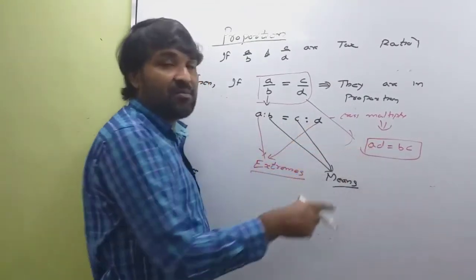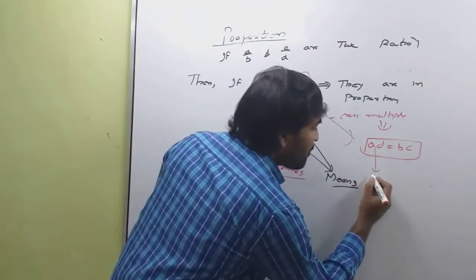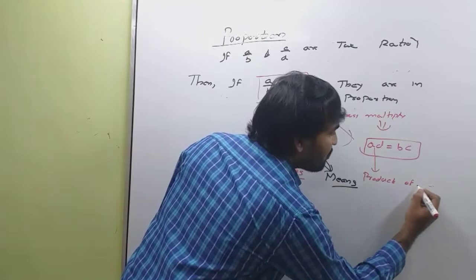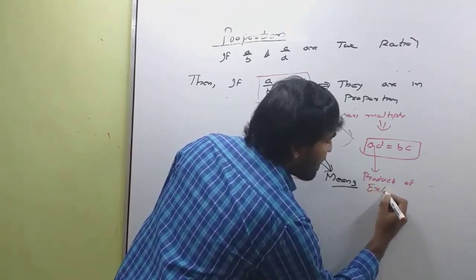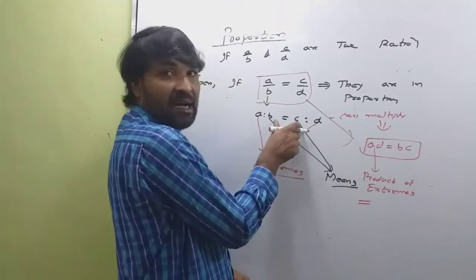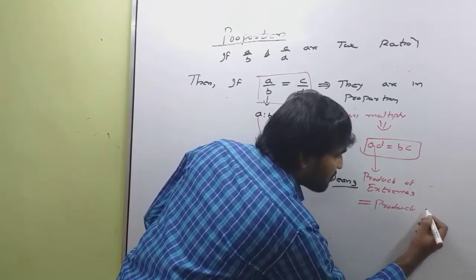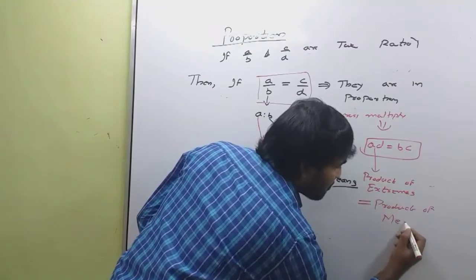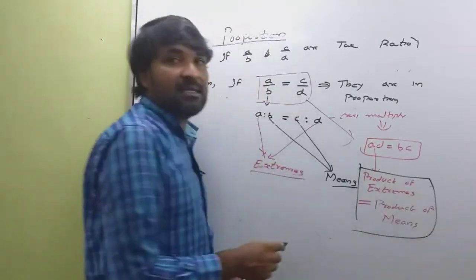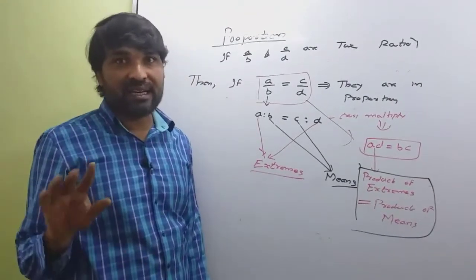A and D are extremes, so A into D is called the product of extremes, which is equal to B and C, the means, that is, the product of means. That is, if two ratios are in proportion, then the product of extremes should be equal to the product of their means.